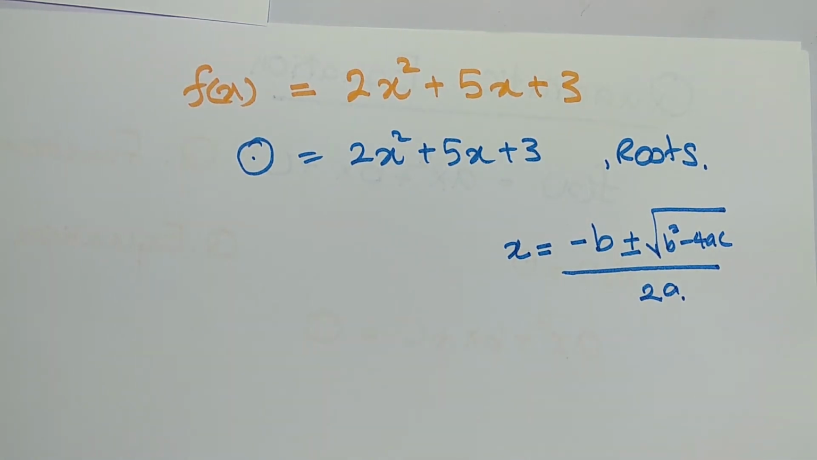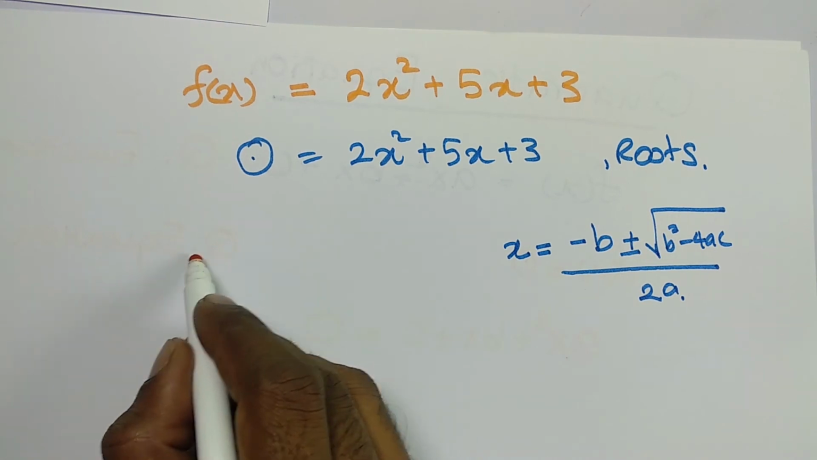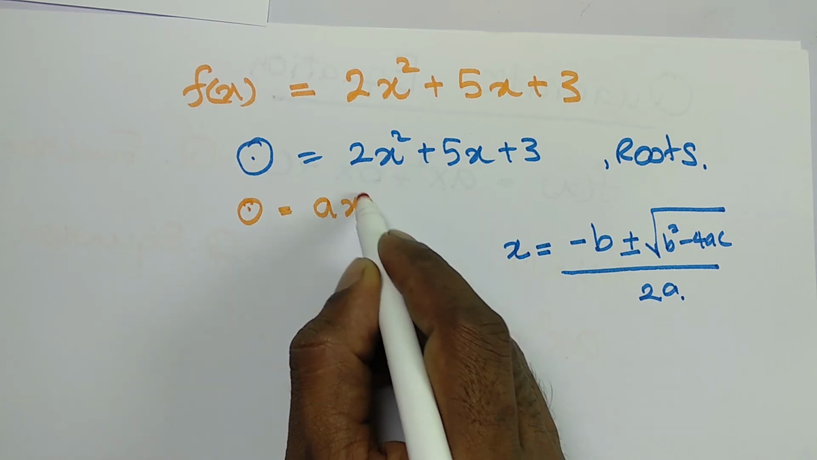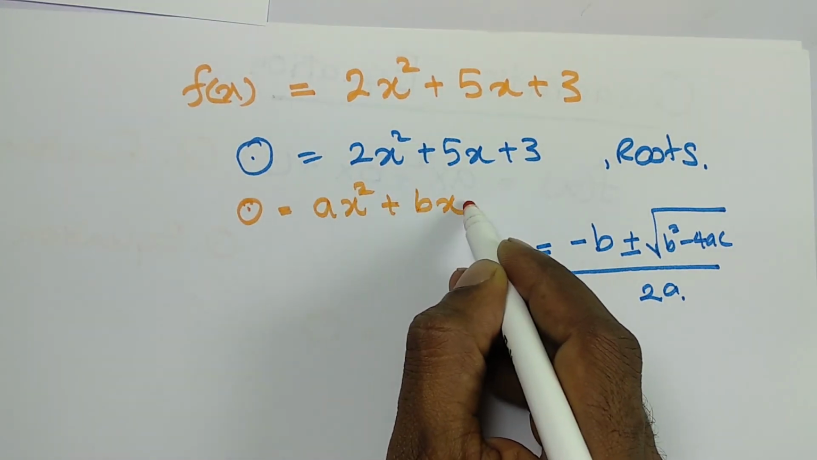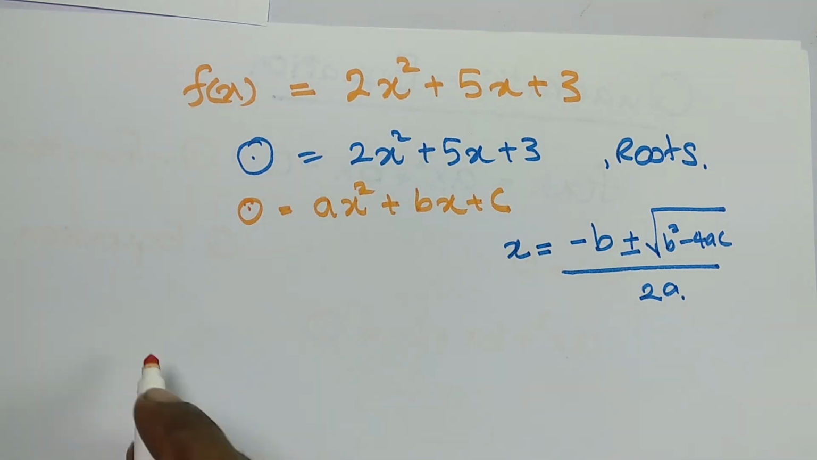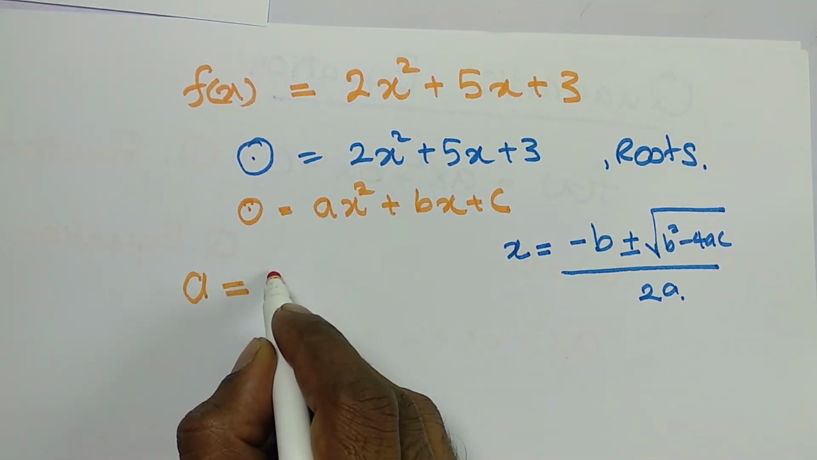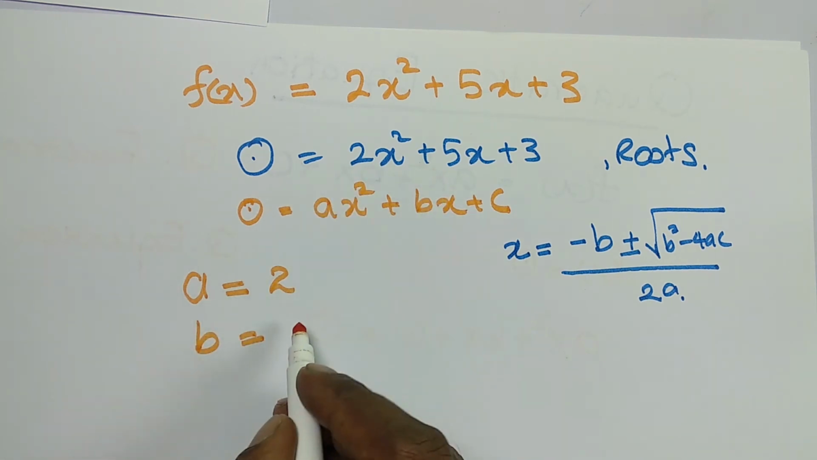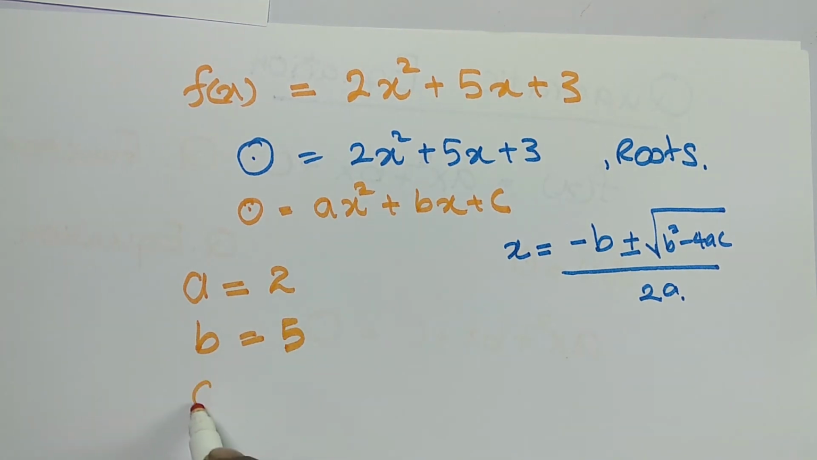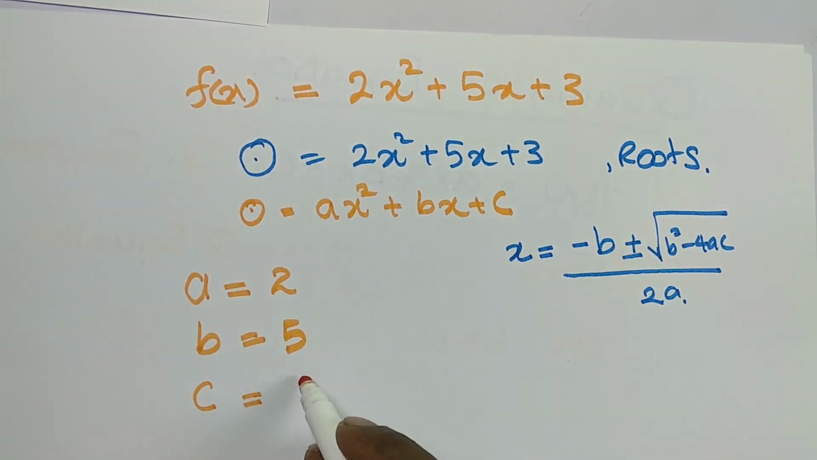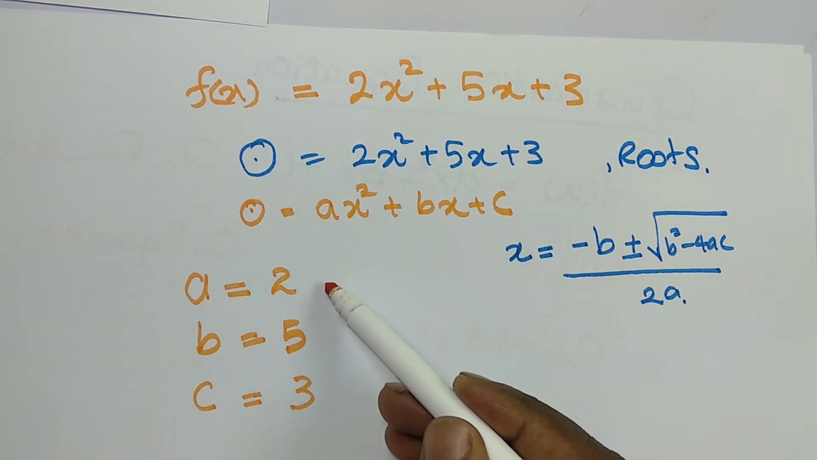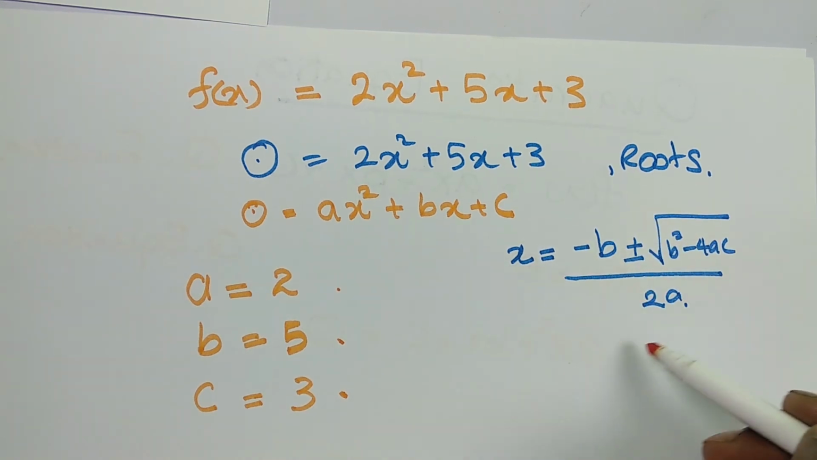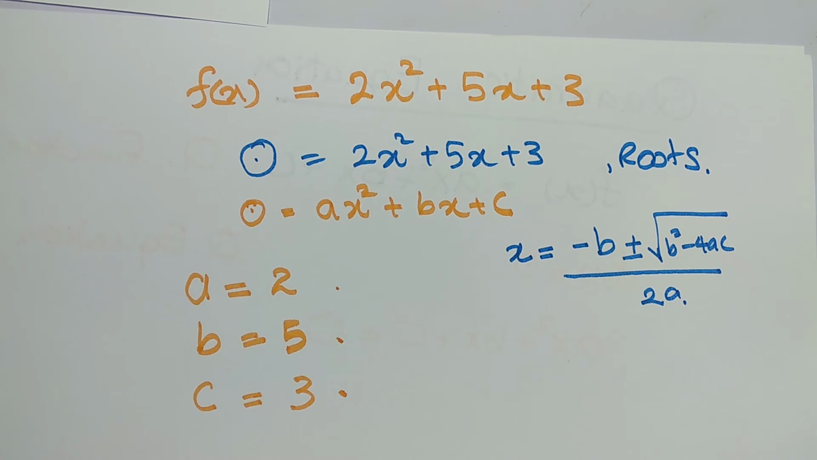This is the general format of a quadratic function. So according to this function, our a is 2 and b is 5, c is 3. Now we have values for a, b, c. We can use these values in this quadratic formula and easily find the roots.